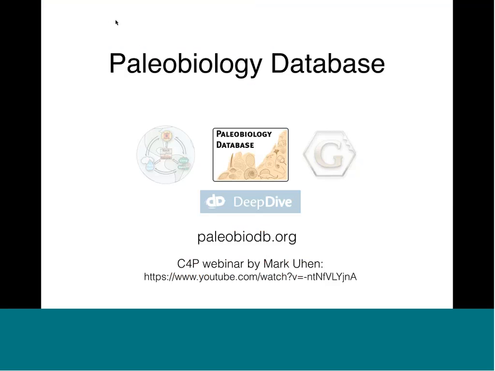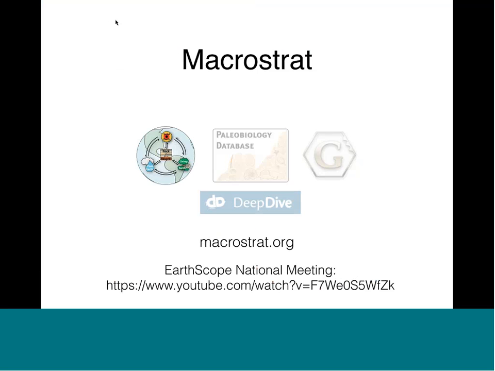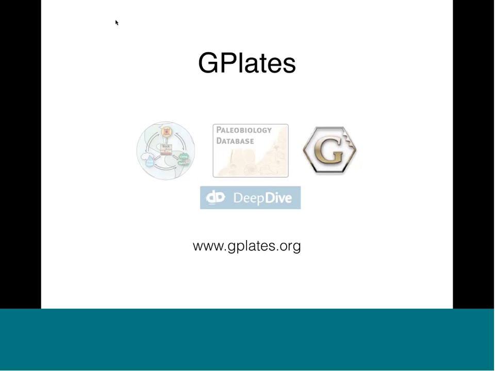I don't need to say too much more about it, but the Paleobiology Database is one such resource. Macrostrat is another one. I don't have time to really tell you much about it, but if you want to see a presentation that outlines some of the things that it does, you can check out that YouTube video later from EarthScope's national meeting just recently. GPlates, I'm also not going to have time to talk about at this particular webinar, but it's also ultimately a sample-based data set that goes into constraining paleogeography and geophysics as well. And it's also a sample-based tool.